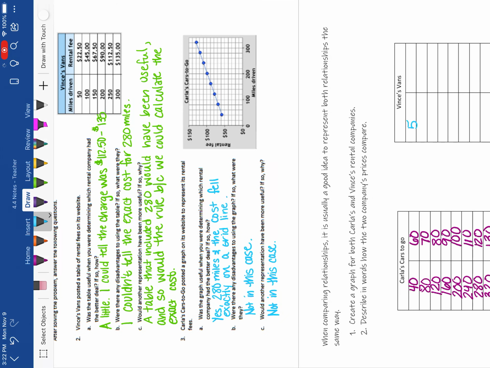So we have 50, 100, 150, 200, 250, and 300, and that's 22.50, 45, 67.50, 90, 112.50, and 135.